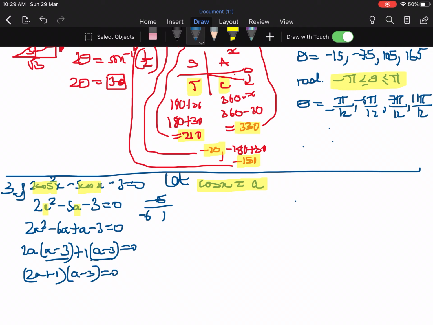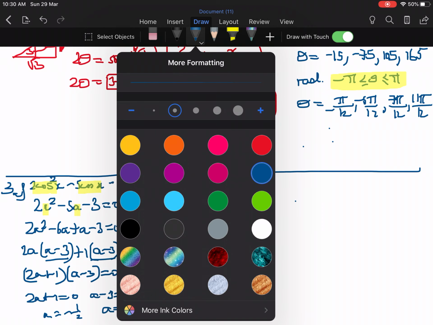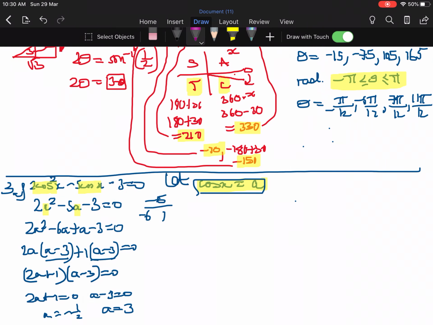So what does that leave me with? That leaves me with 2a plus 1 equals 0 and a minus 3 equals 0. So therefore a is equal to negative a half and a is equal to 3. Okay, so we haven't even done the trig equation yet. All we've done is taken 2 cos squared x minus 5 cos x minus 3 and found out what a is equal to using this substitution. So now, not finished, I need to go back and change a back into cos.